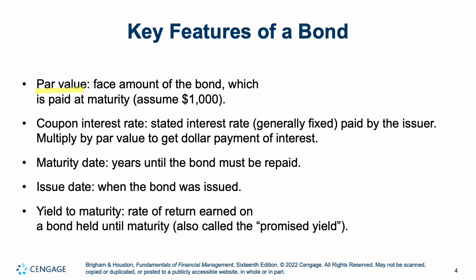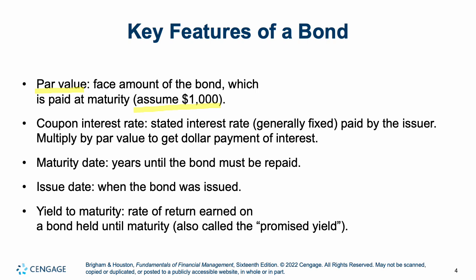However long the term is of the bond will determine when that par value is paid. So usually it's $1,000, meaning after 30 years or 10 years or 5 years or however long the bond is, you'll get your $1,000 par value back. And during the time you held the bond, you probably earned interest payments as well.